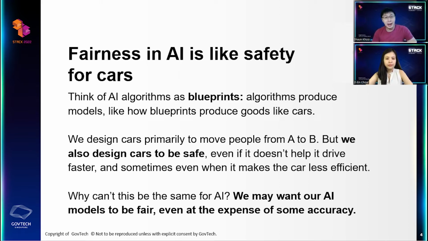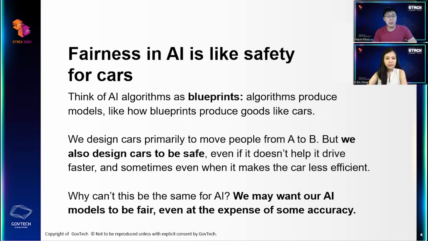Similarly, we think that for AI, a lot of us want AI because it helps us to improve how we do things today. It's through the accuracy that we derive value from AI algorithms and AI models. However, we may also want our AI models to be fair in the same way that we want cars to be safe, even at the expense of some accuracy.